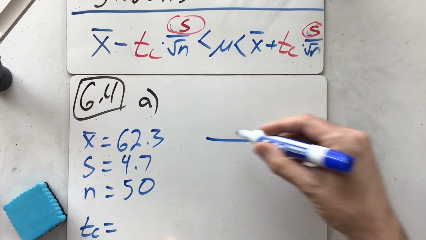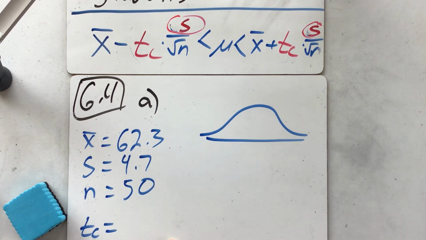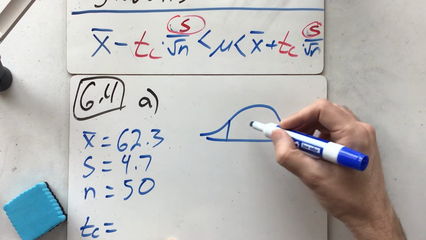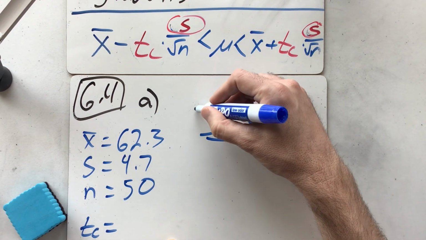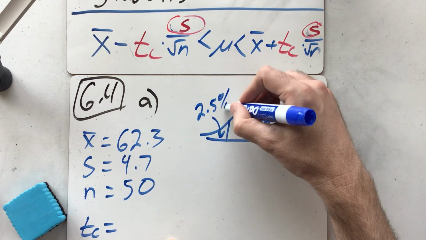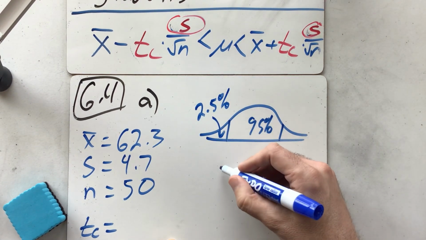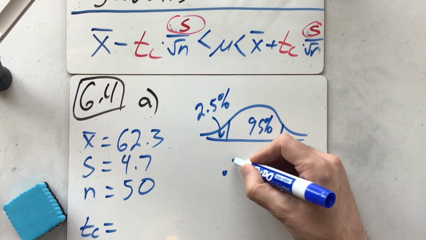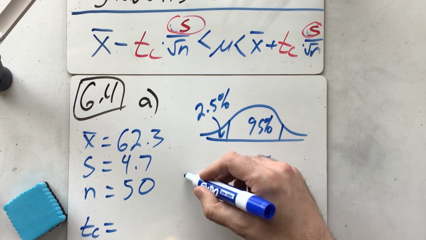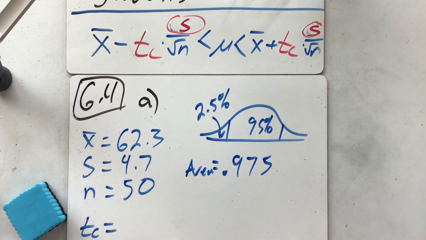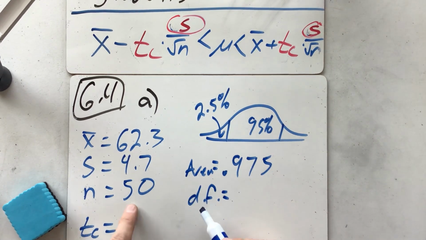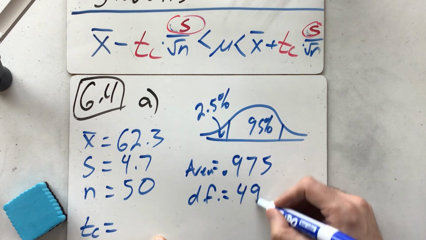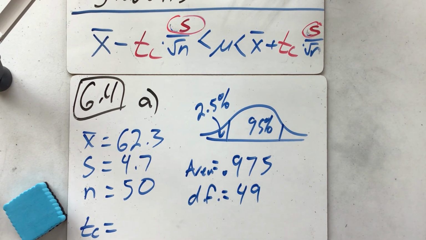So I'm going to do the same thing. I've got this picture. We want a 95% confidence interval. So that means I want this to be 95% in here. So how much do I need on this side? I need 2.5%. So that means I'm going to put into my app or into my calculator 0.975 as the area that I'm looking for. What are my degrees of freedom? My degrees of freedom are 50 minus 1, so my degrees of freedom are going to be 49. So let's grab our app here and figure this out.